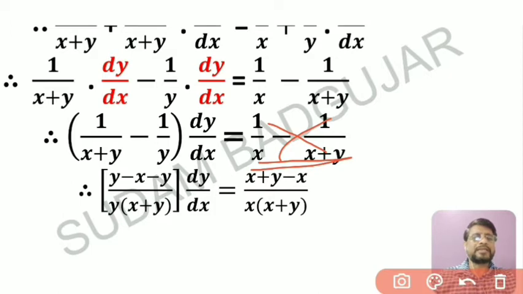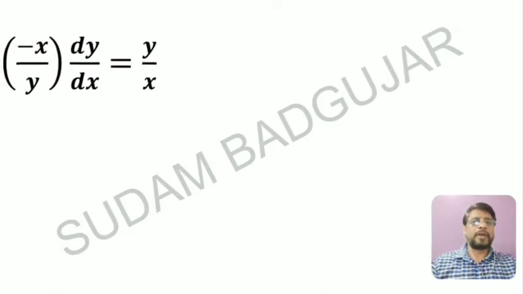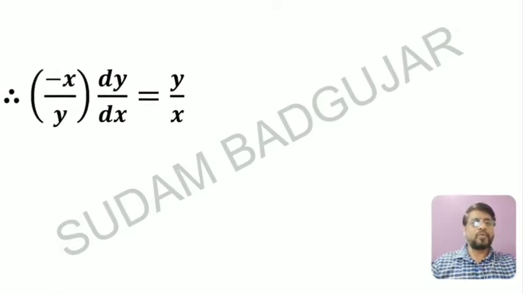Okay, now you can cancel. Here plus y minus y get cancelled, again plus x minus x get cancelled, and the denominator is similar, so that term is also cancelled. After cancelling this, you will get minus x upon y into dy by dx is equal to y upon x.